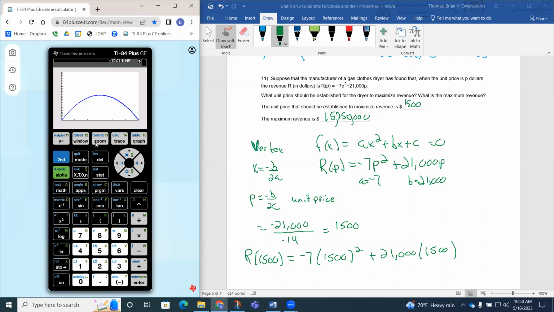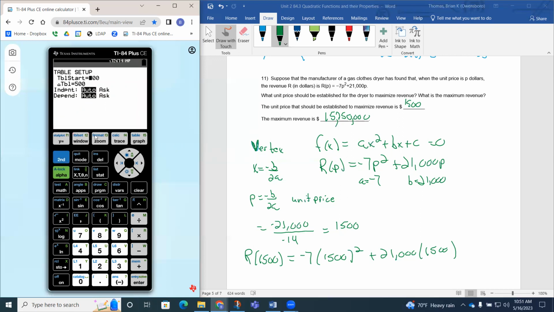Now, if I actually do the second calculate and go to number 4, maximum, go left bound a little bit, hit enter, right bound, hit enter, and then hit enter again. Notice it does give me this 1,500 and this 15,750,000. It does do it, but it's almost easier to do this one by hand than try to do all the calculator stuff. So notice I really messed up the settings on my calculator.